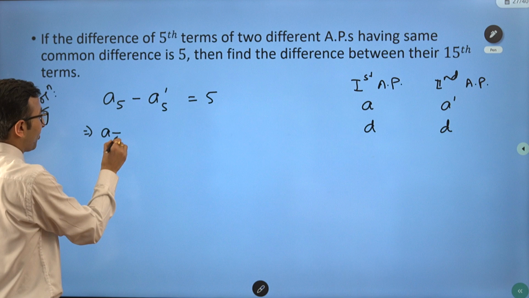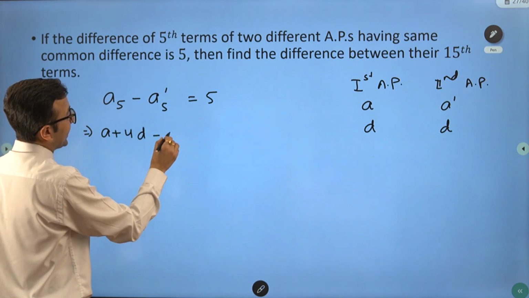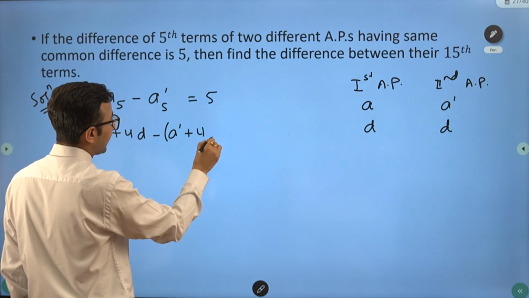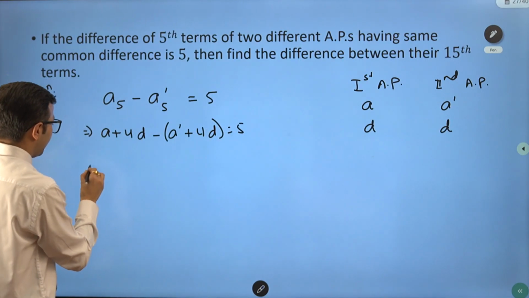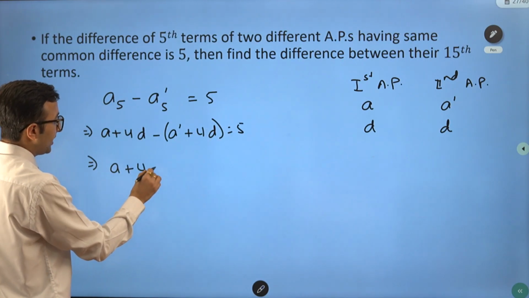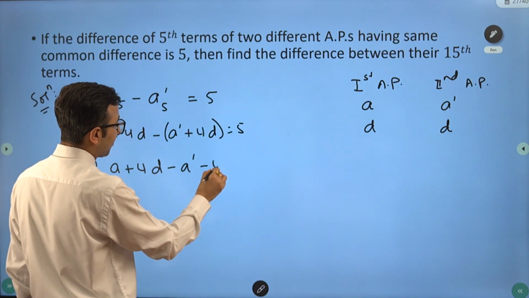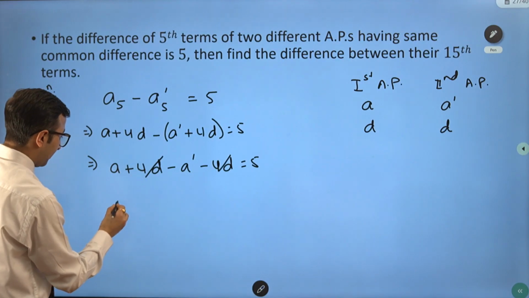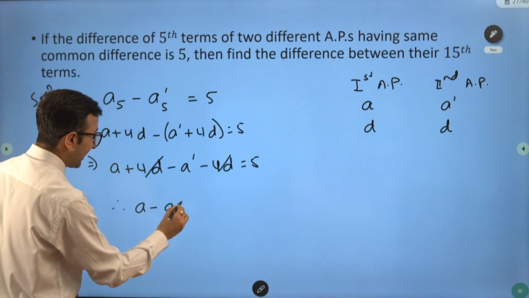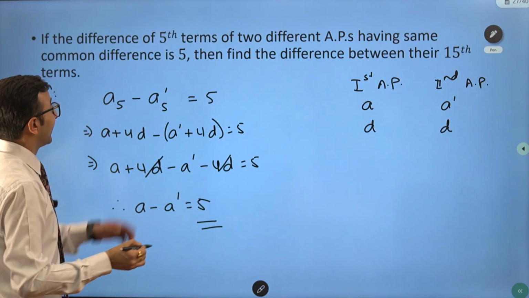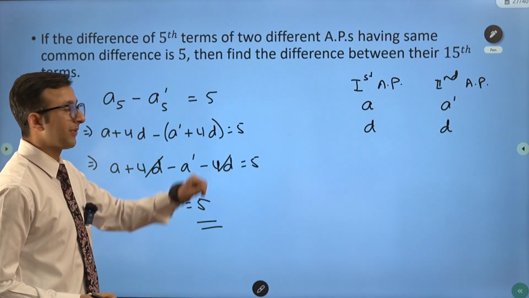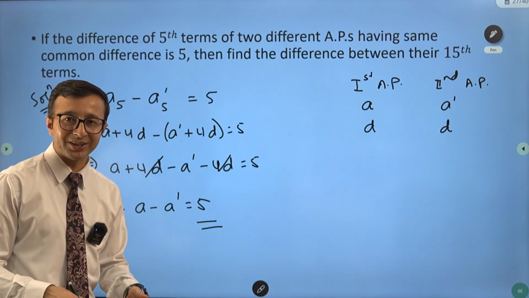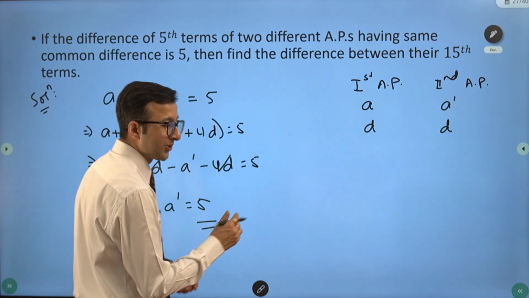It will be A plus 4D minus (A dash plus 4D), which equals 5, which implies A plus 4D minus A dash minus 4D equals 5. So the 4D cancels out. What do we have? A minus A dash equals 5. Given that the difference of their fifth terms is 5, the difference of their first terms is also 5. So can we guess what the difference of their 15th terms will be? It is also 5.